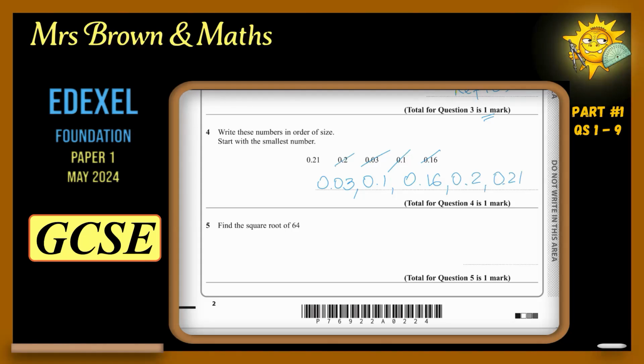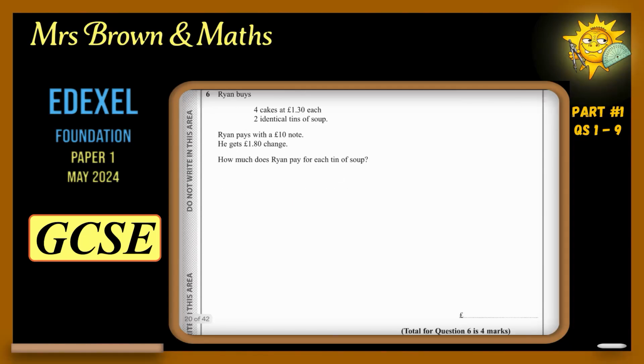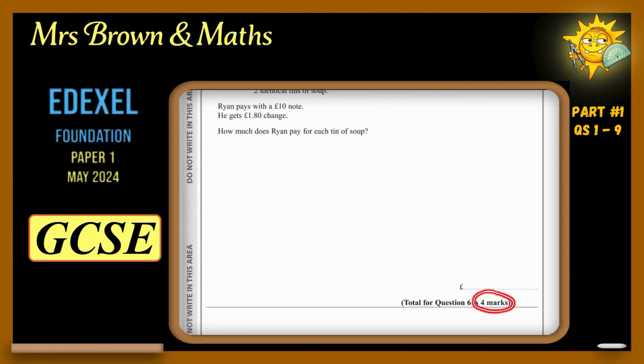Question 5. Find the square root of 64. It means the number multiplied by itself. 64 is a square number, so we can write 64 as 8 squared. The answer is 8. Question 6 is a bit tricky, but you're going to get 4 marks for this.